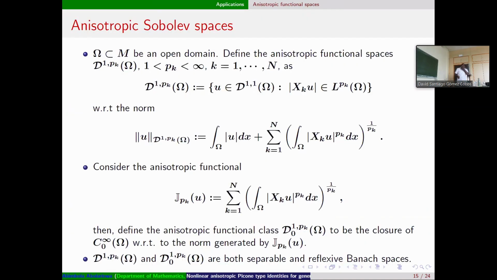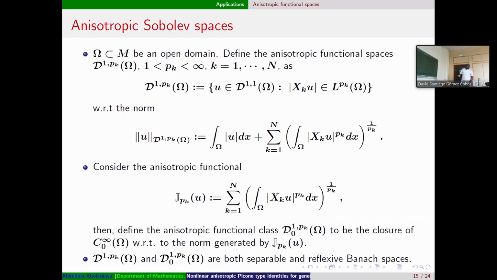So we can proceed. In the application that I want to present, we will need some functional spaces. So we need anisotropic functional spaces. We are having the anisotropic Sobolev space, which I guess we are familiar with as well. We define the anisotropic Sobolev space as this, with respect to this norm.